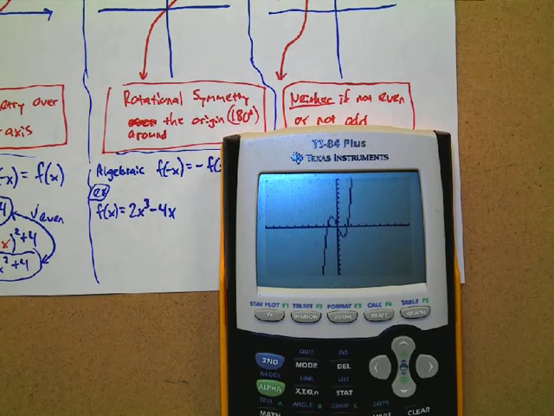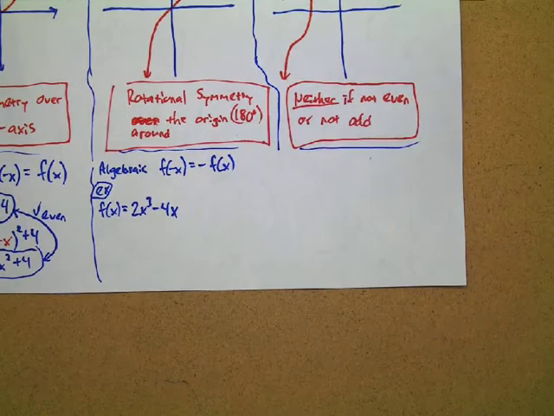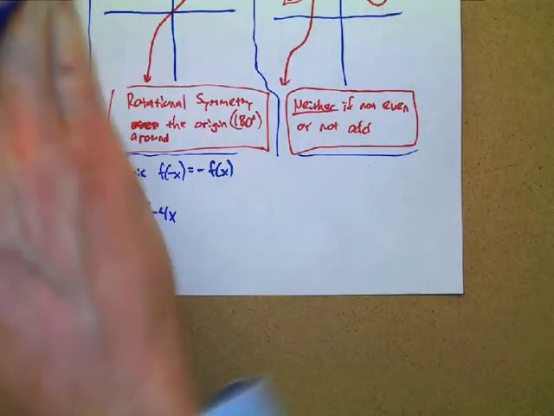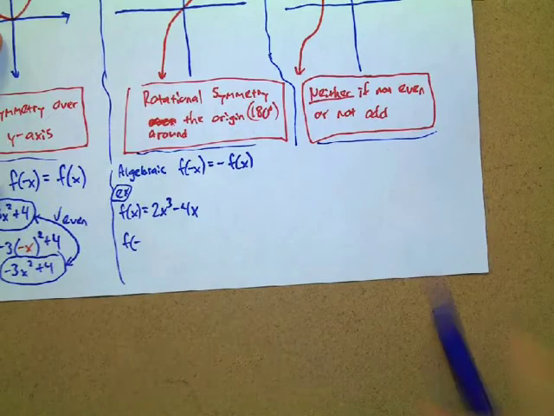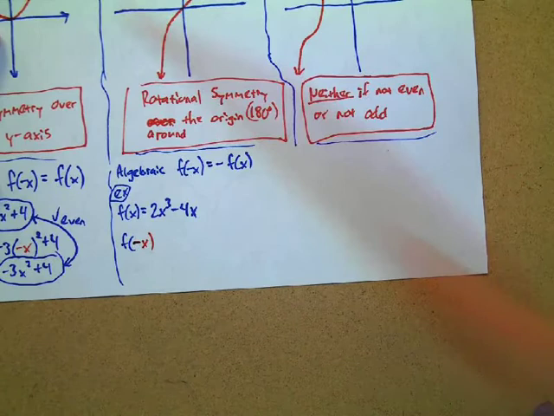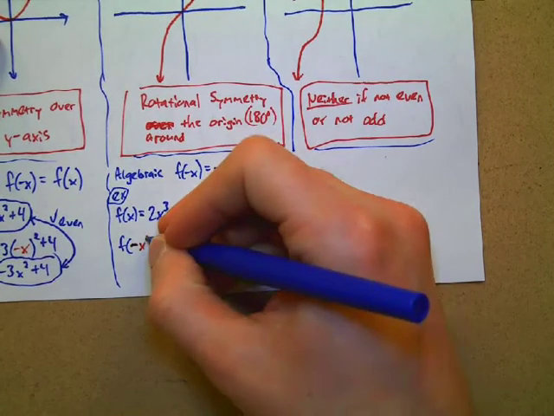But since we're just learning it, I'll show you here. What do you say? Is it odd? Does it look odd? Yeah, right? Rotational symmetry. Let's do it. See if it works algebraically. Okay, so I'll plug in negative x. I'll do this with the colors again. Might be helpful.